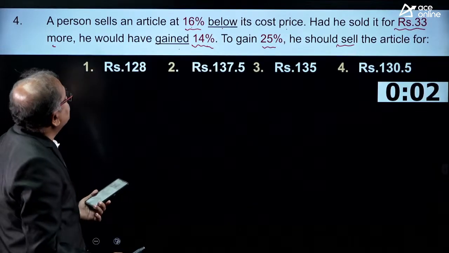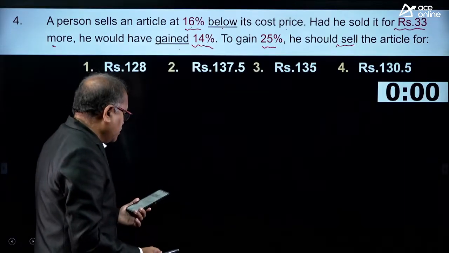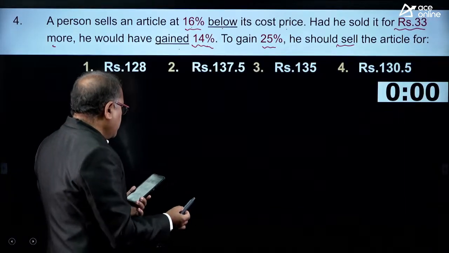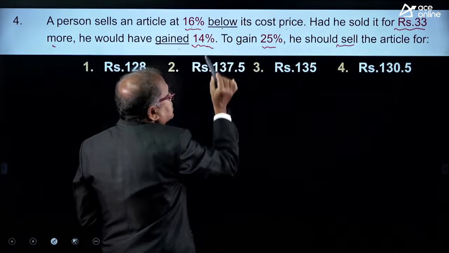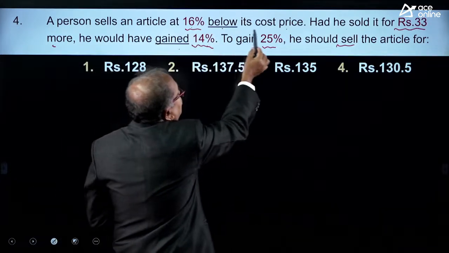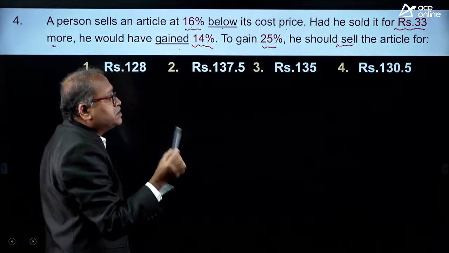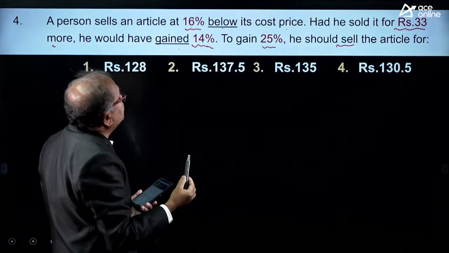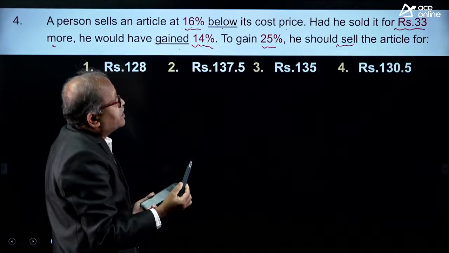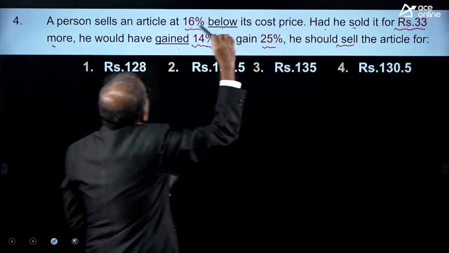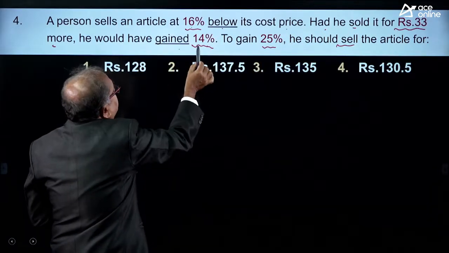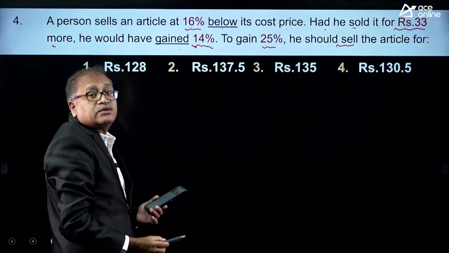How will you answer this question? Now here it is said that a person sells an article at 16% below the cost price. That means he is selling at 84% of the cost price. Okay. Had he sold it for 33 rupees more, he would have gained 14%.